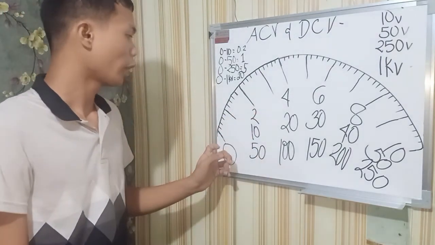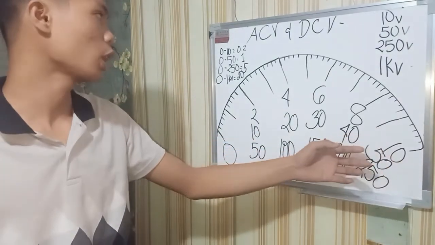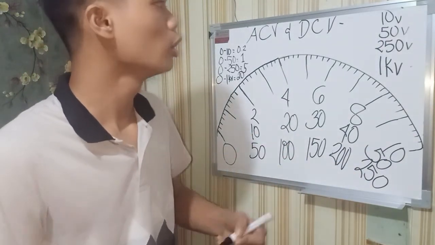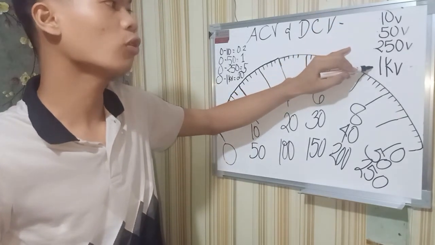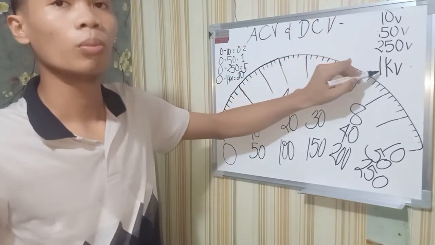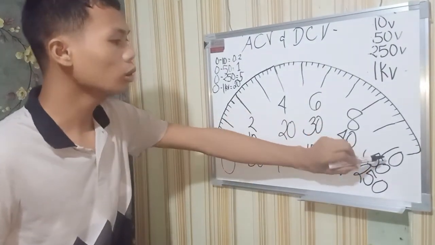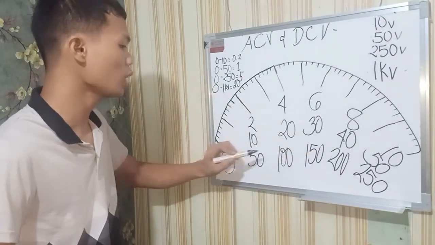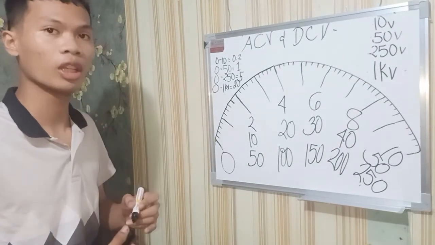I've drawn the scale of the multimeter in voltage. In the multimeter there is 10 volt, 50 volt, 250 volt, and 1 kilovolt. This is the range for voltage. So this is the scale: we have 0 to 10, 10 to 50, and 50 to 250. Each graduation contains an equivalent value.